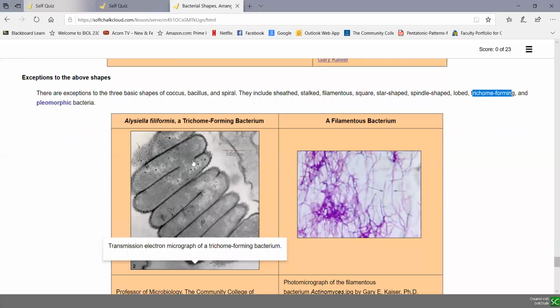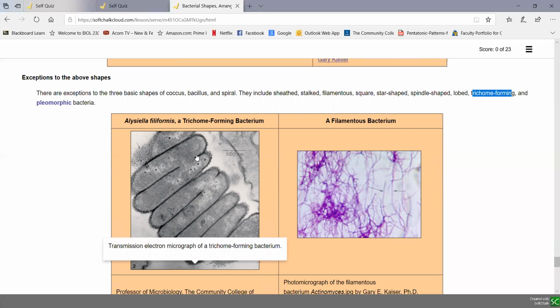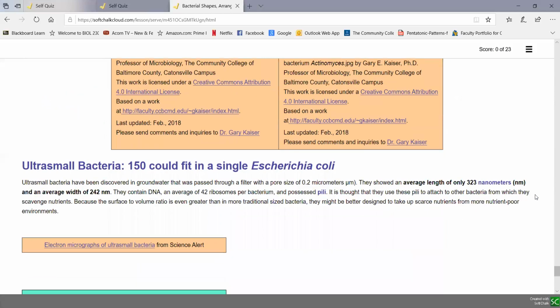We see that in this transmission electron micrograph of Simonsiella filiformis, where notice it's dividing longitudinally rather than transverse like typical bacilli. Here's a filamentous bacterium to the right of that, where you see long filaments that just keep growing longer and longer. And there's even some ultra small bacteria that have been discovered in groundwater. We're not going to be too worried about those, but some of these are down to the size of larger viruses, actually.